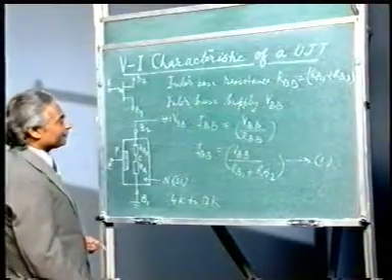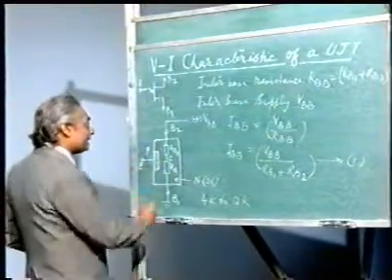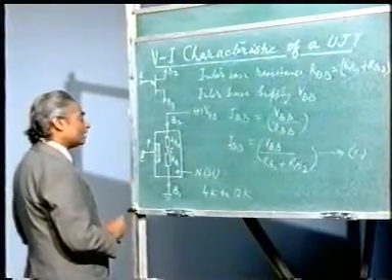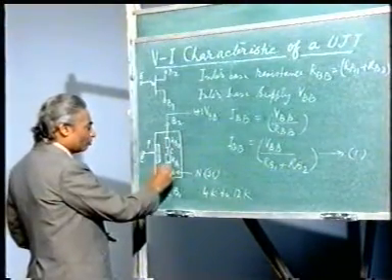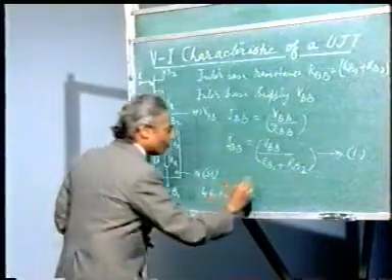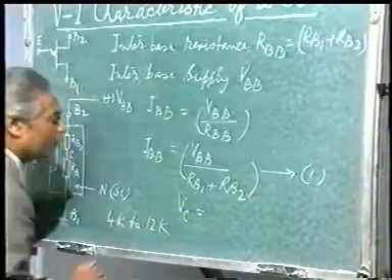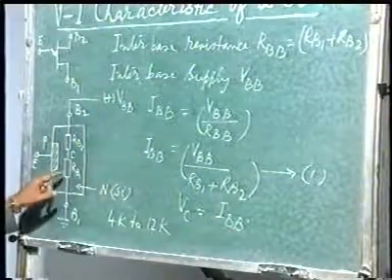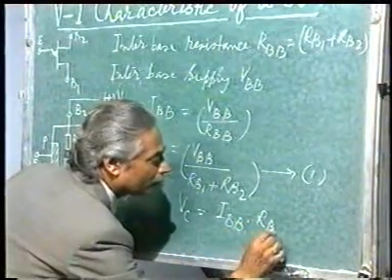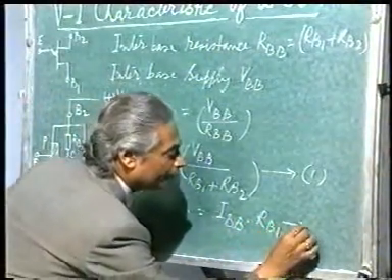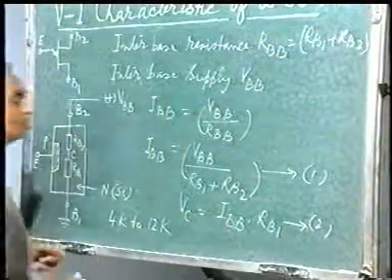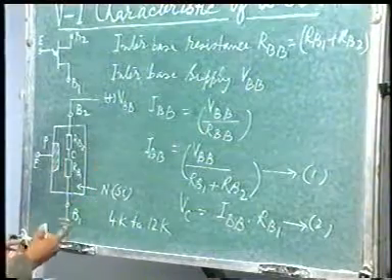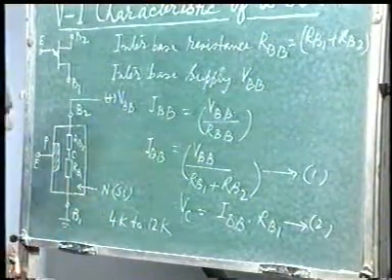Now what will be the voltage at this point C? Suppose that is Vc. That will be equal to this current multiplied by this resistance. So Vc will be equal to IBB into this resistance Rb1. This is say equation 2. Now if I substitute the value of IBB from equation 1 into equation 2, what do I get?